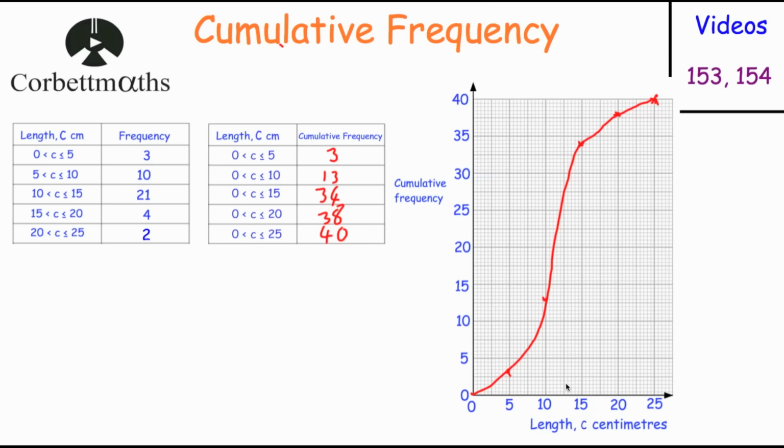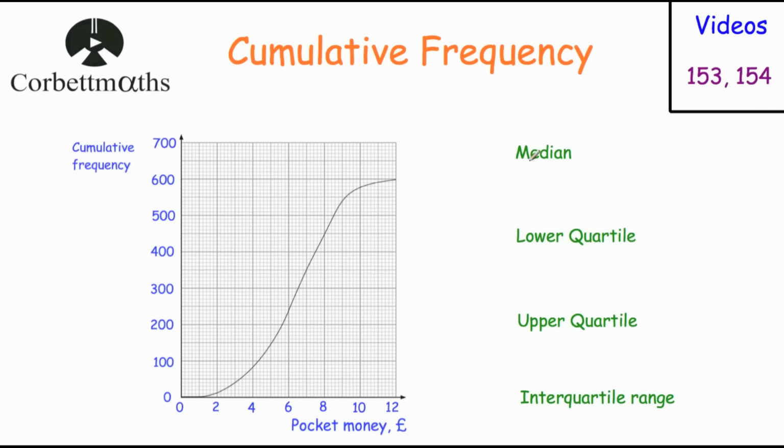Now sometimes after we draw a cumulative frequency curve, we're asked to work out things such as the median, the lower quartile, the upper quartile, the interquartile range, and so on. So let's have a look at those now. So now we're going to find those medians, lower quartiles, upper quartiles, and interquartile range for a cumulative frequency curve that I've already drawn for us. And it's for pocket money. And altogether, there's 600 children, and the pocket money goes all the way up to £12.